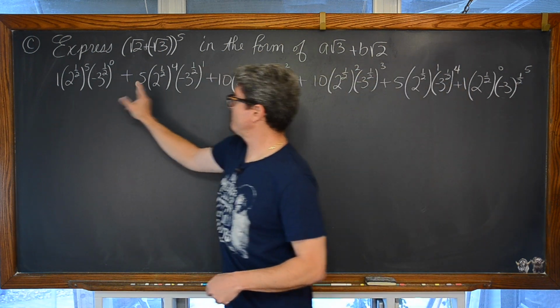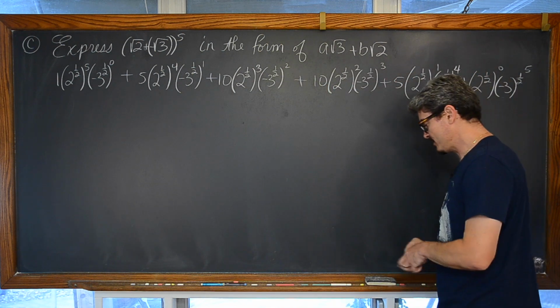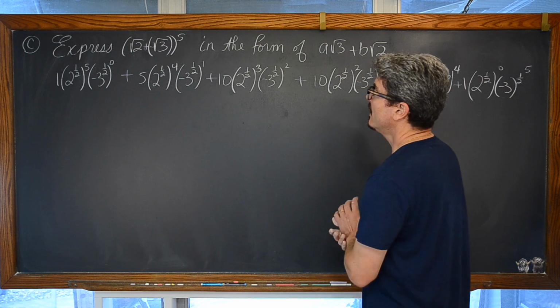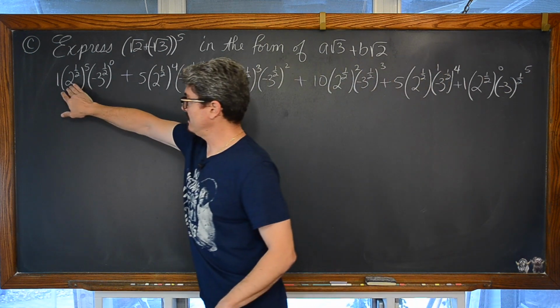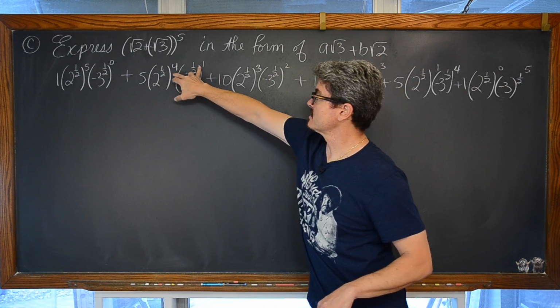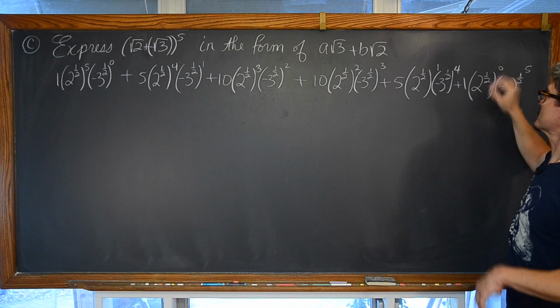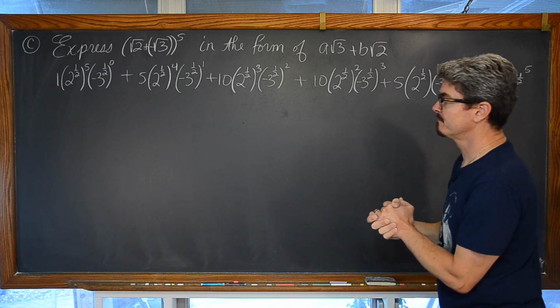Again, the 1, 5, 10, 10, 5, and 1 is working through that binomial coefficient, or the Pascal's triangle, and the powers of A decrease and the powers of B increase, and the sum of those powers should all be 5.